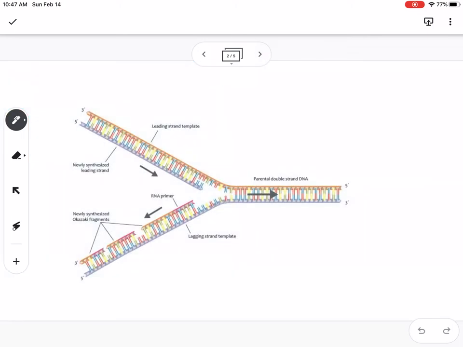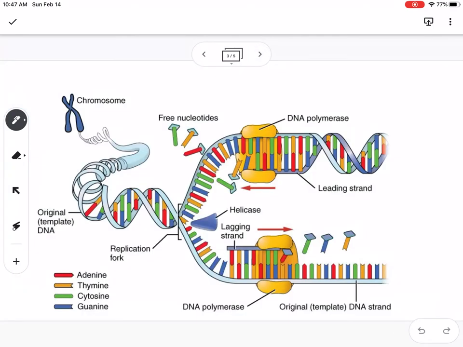So just a couple different pictures to look at it different ways. Here's our parent DNA strand. It unzips, and then in both directions we have DNA making copies. All right? And we're going to practice this. This was what I was talking about.